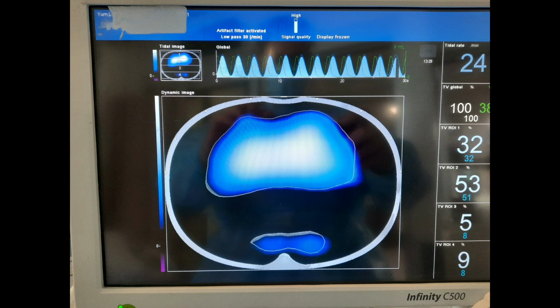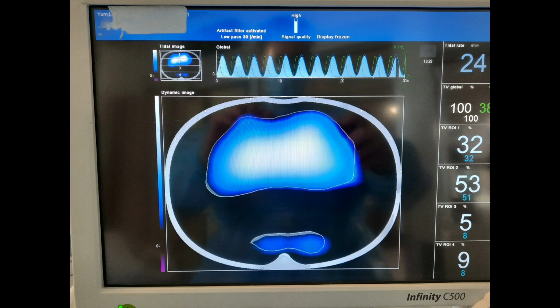If you look on the right of the screen, you'll see 32, 53, 5, and 9. Those are the percentages. So 32% of the tidal volume was going to the ventral area, 53% was going to the mid-ventral. Only 5%, that's the area that was the most abnormal, was merely 5% with a dorsal distribution of 9%.